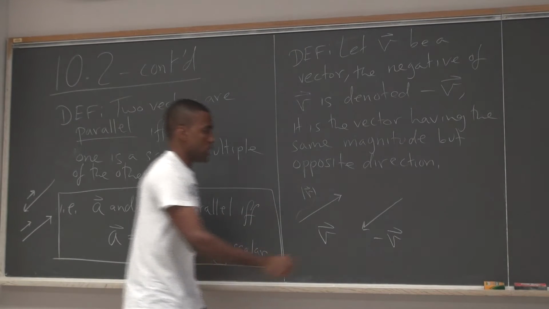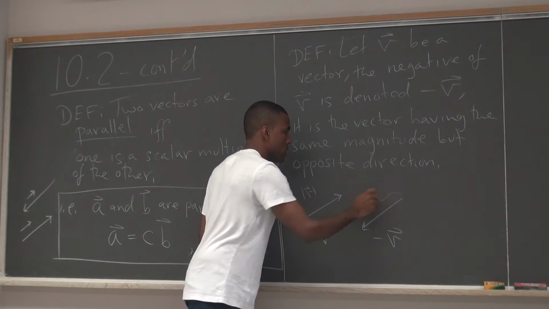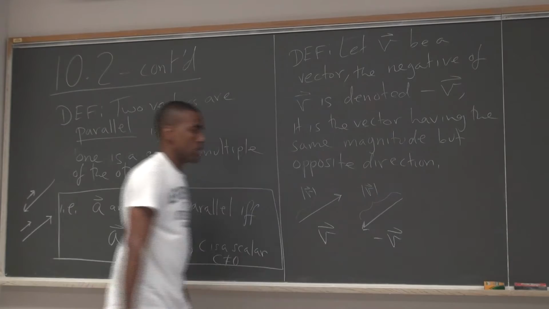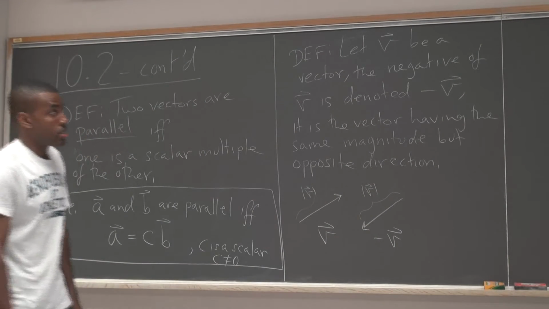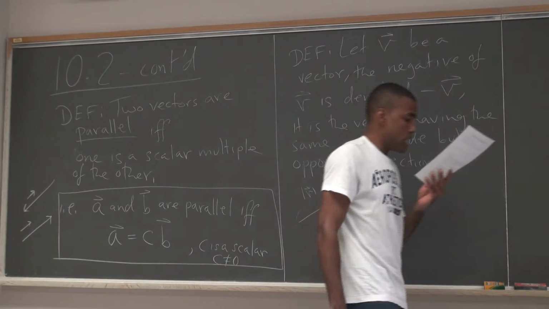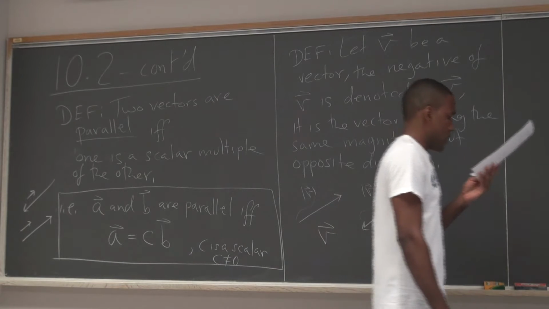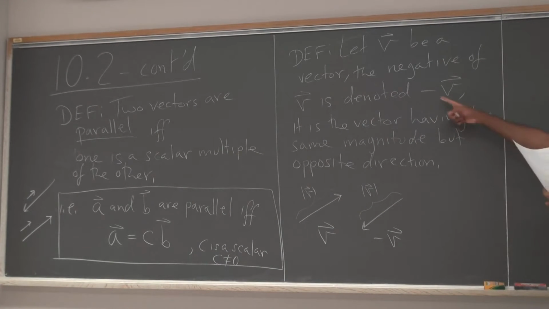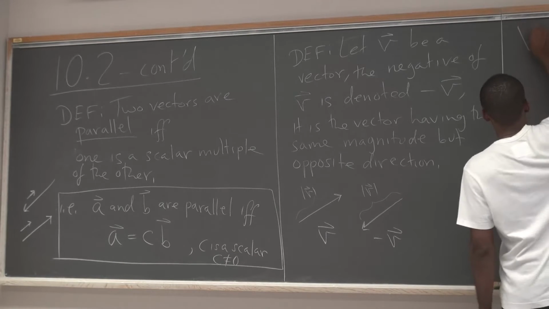I have to introduce that notation. You just write absolute values over the V. So they'll have the same length, but they go in exact opposite directions. That's called the negative vector. Right? So pretty much when the scalar multiple is -1, you get that guy. Okay, now let's talk about vector subtraction.